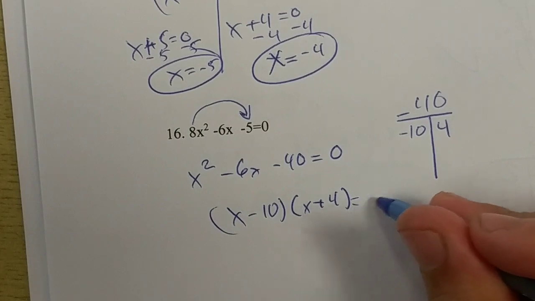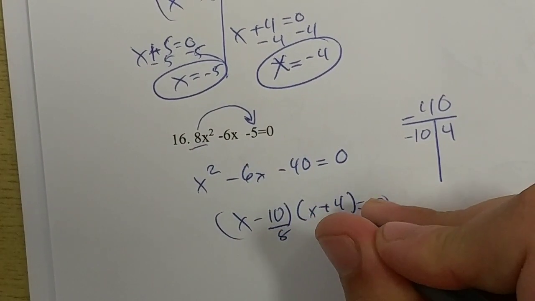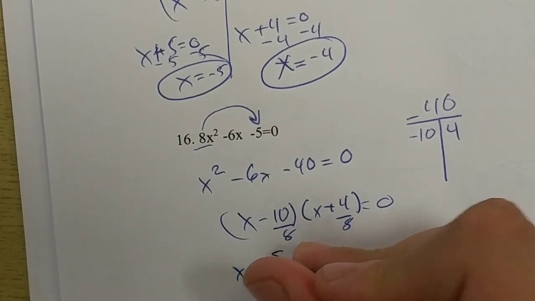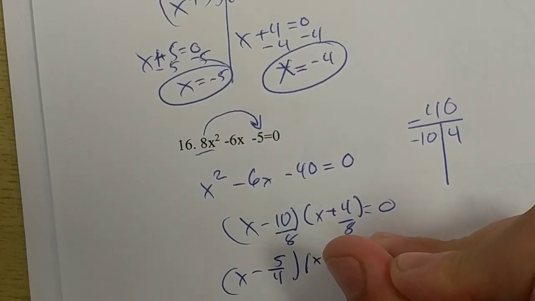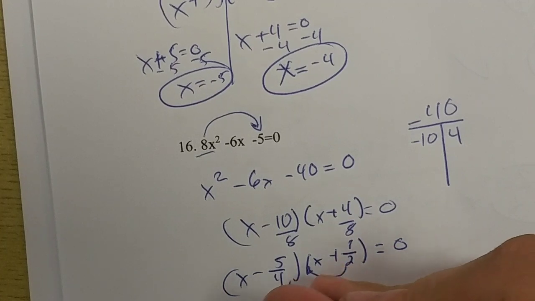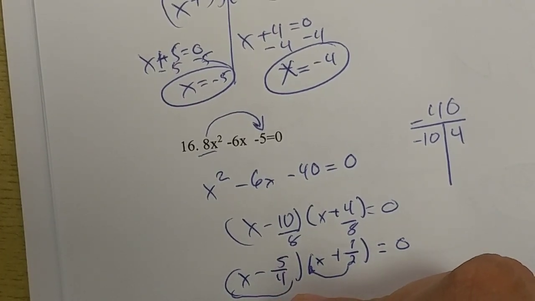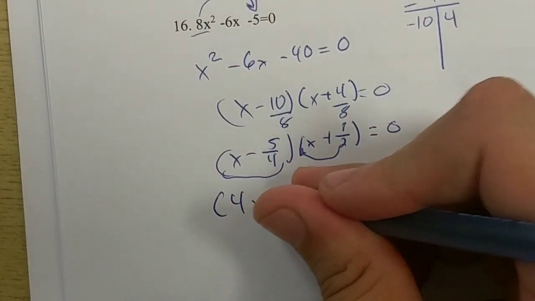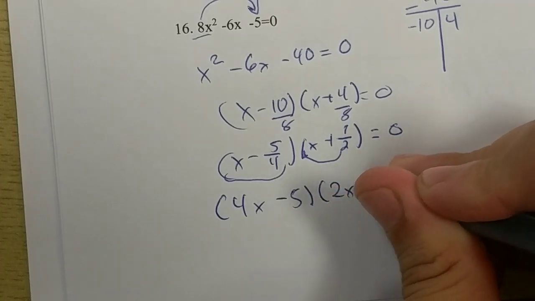Don't forget, since I slide, I have to divide. So divided by 8, divided by 8: x minus 5 over 4, x plus 1 over 2. Hey, none of them are clean or whole numbers, so move it here, move it here. So I'm almost done. 4x minus 5 and 2x plus 1.